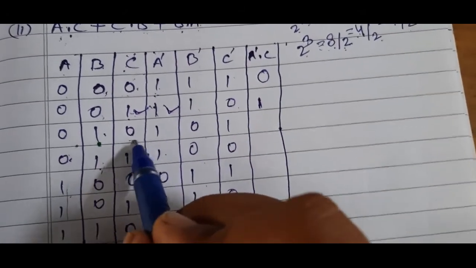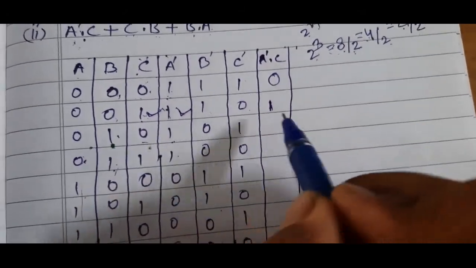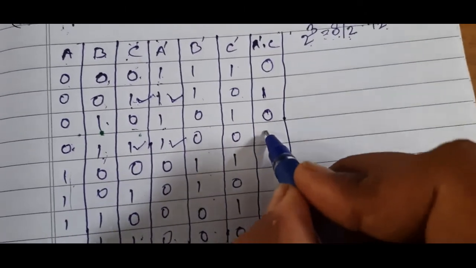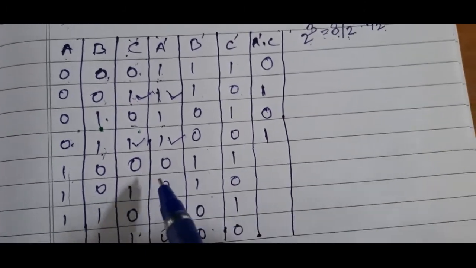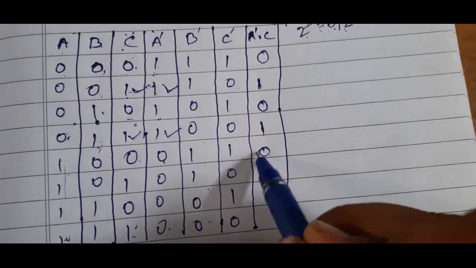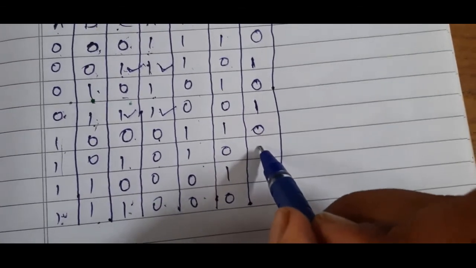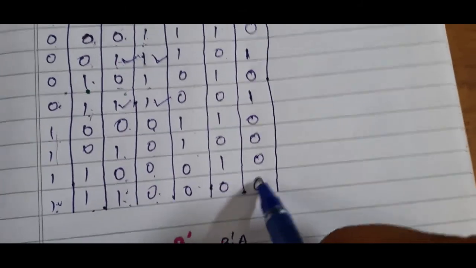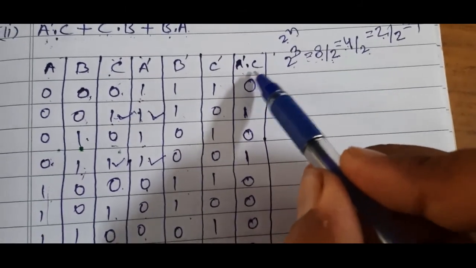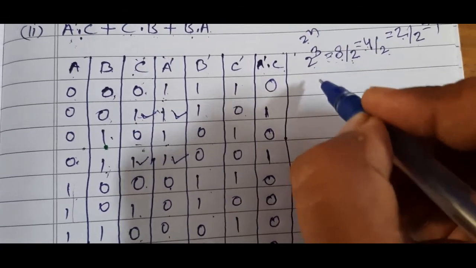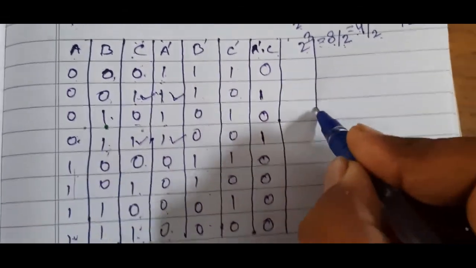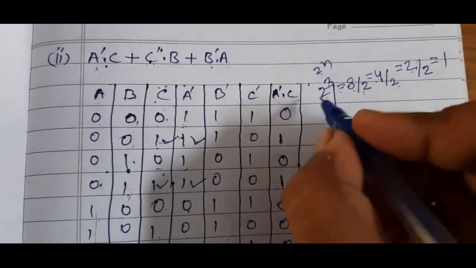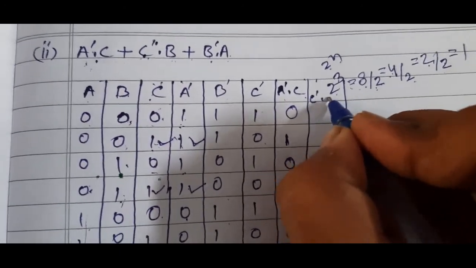After that, both are not positive, so negative. In this condition again we get a positive output. After that both are negative, so negative. One is negative, so again negative. Both are negative, so negative, and last. So like this we got A complement C. After that we have to create another column for C complement and B. Let's check it: C complement and B.